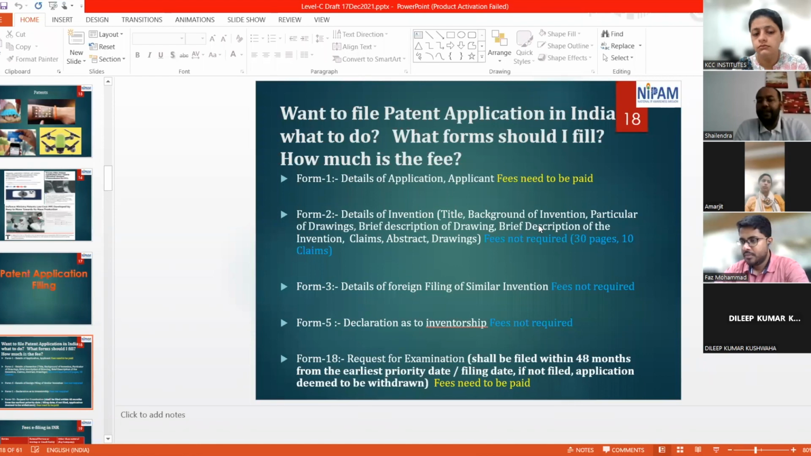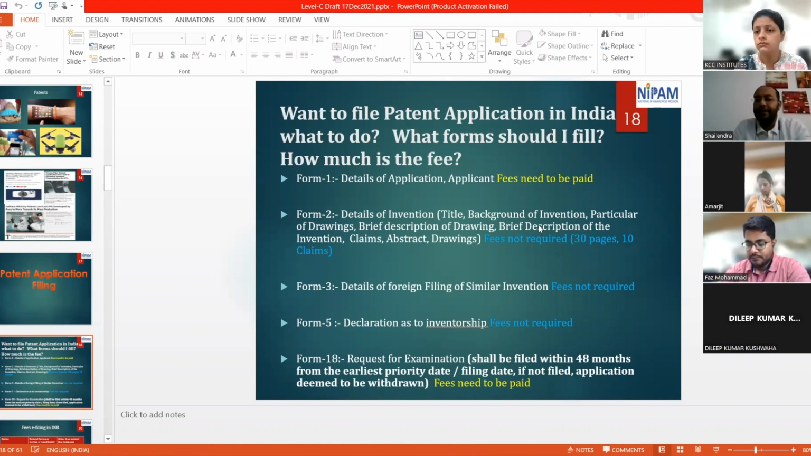Form 18 is the request for examination. Now, maybe you have not filed a patent application in the past, but you must have heard or seen so many people displaying on different websites, like Facebook, Instagram or LinkedIn, that I have got a patent, my patent got published. Or you have seen banners on the roads, like 3,000 patents published in the year by this university XYZ. Or when you open any university's website, you will find that these many patents are registered and these many patents are published.